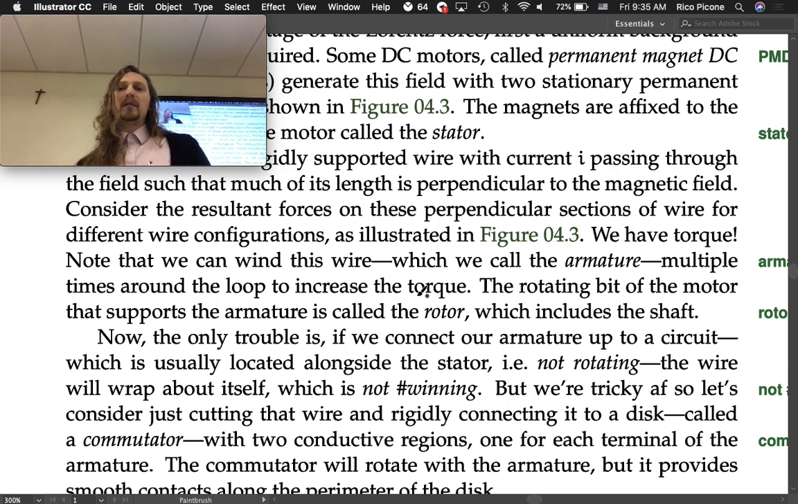The rotating bit of the motor that supports the armature is called the rotor. Okay, so that usually includes the shaft as well. So the part that you want to have turn is called the rotor. And the armature is the thing that helps the rotor interact with the stator and do that turning.